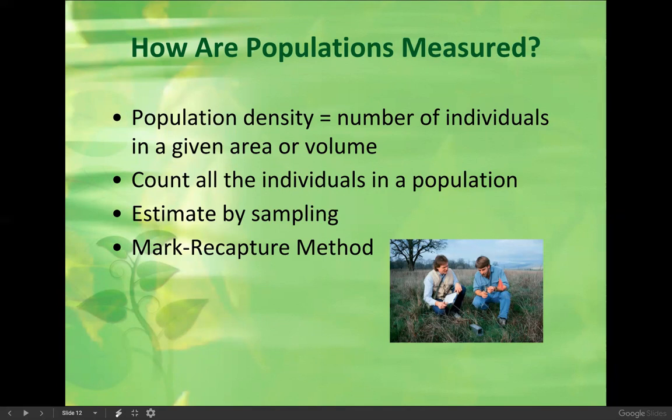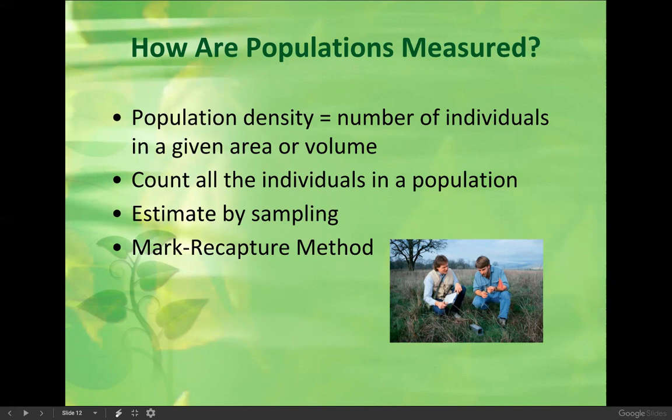And so one of the tools is this mark and recapture. So they'll go out in the woods and they'll try to capture deer and put a tag on their ear, and then they'll go away for a couple months or a year, and they'll come back and they'll try to recapture and see how many of the ones they recapture have that tag on.